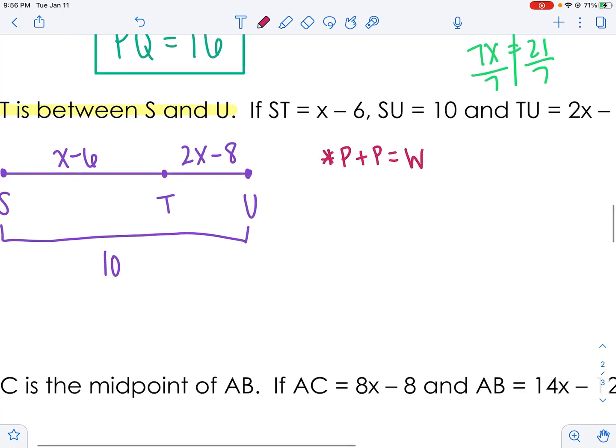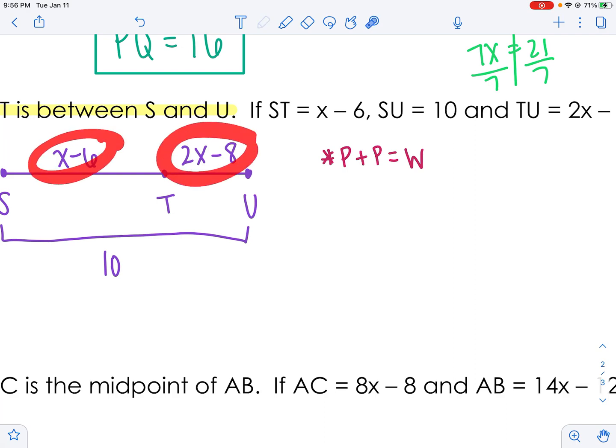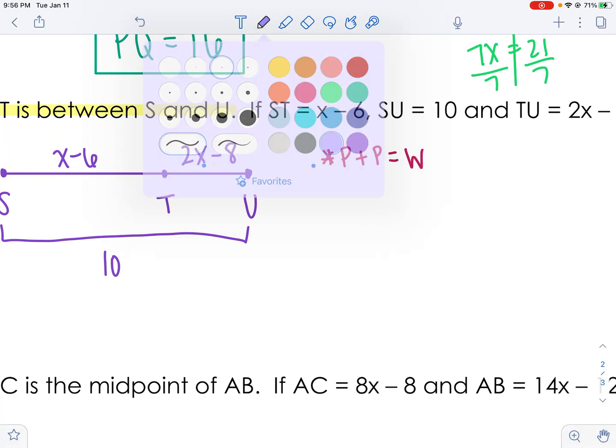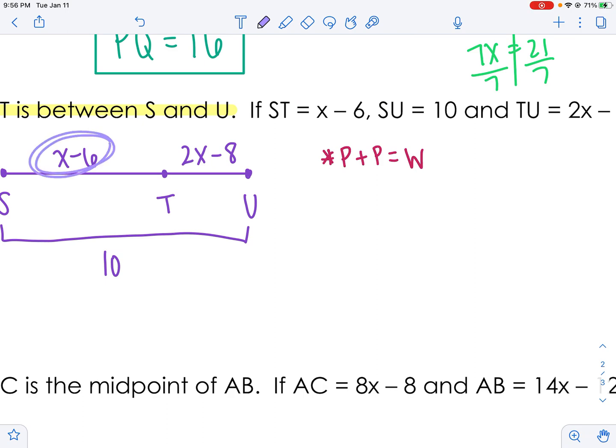So part plus part, if we go over and we look at our parts, x minus 6 and 2x minus 8, part plus part means that I can just go ahead and combine like terms. I'm going to do part plus part, add them together. So combining my like terms and the parts, what's x and 2x make? 3x. Then what's negative 6 minus 8? Negative 14 equals our whole was 10.